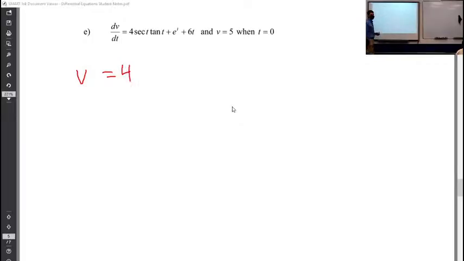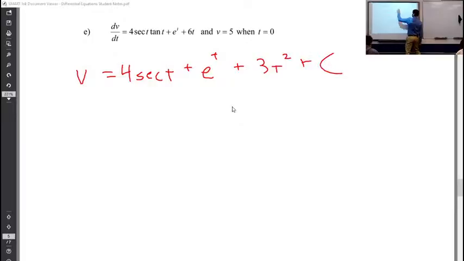Antiderivative of secant tangent. Well, secant tangent is the derivative of secant. Antiderivative of e to the t, well, that's easy. That's e to the t. Antiderivative of 6t is going to be 3t squared plus c. And so let's plug in. V is 5 when t is 0.